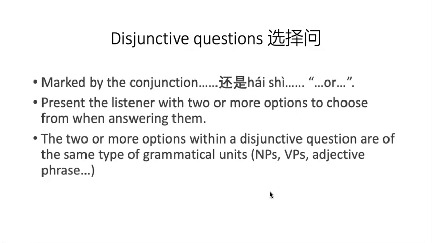The second type of sentence is called disjunctive question, 选择问. It is marked by the conjunction 还是 or. It presents the listener with two or more options to choose from when answering them. The two or more options within a disjunctive question are of the same type of grammatical units. Could be both are noun phrases, both are verb phrases, both are adjective phrases, etc.